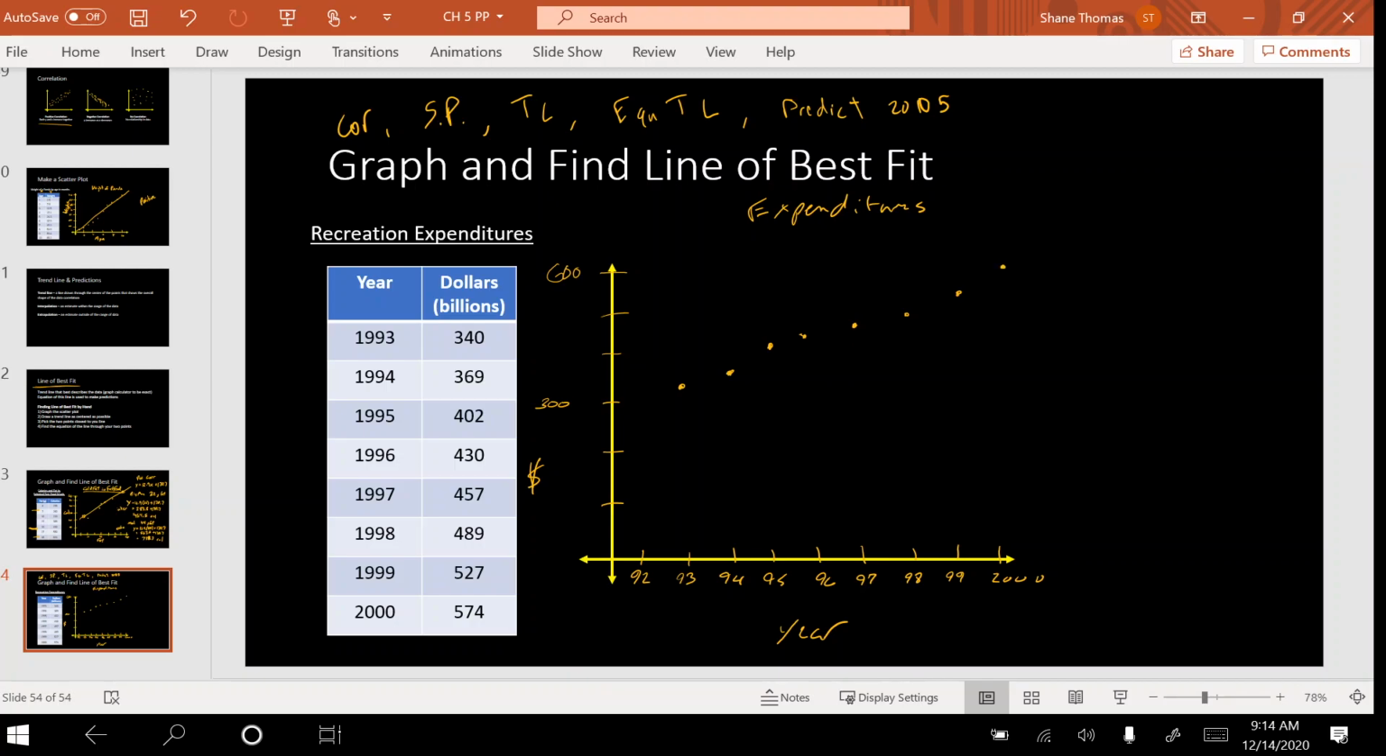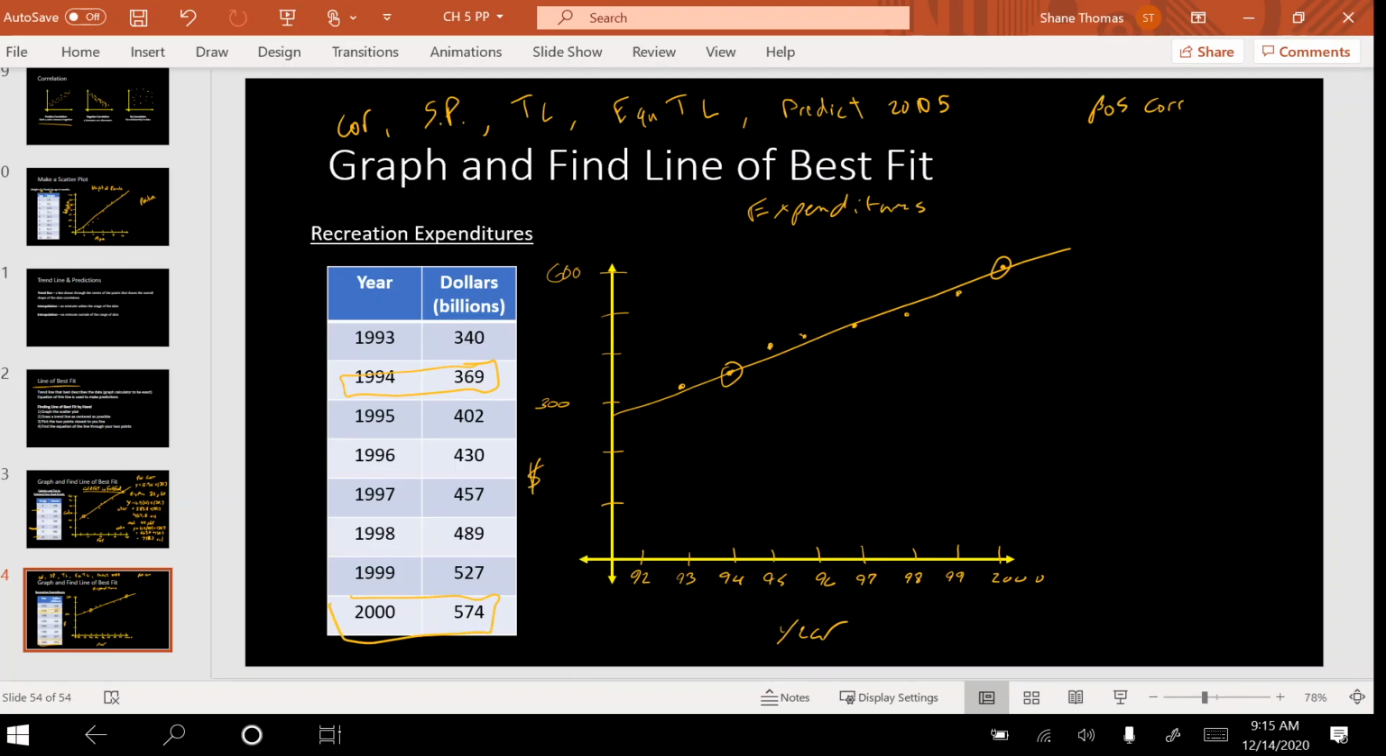Looks like that. Everybody have a graph that looks something like that? Okay, first off, it has a positive correlation. Good. All right, let's draw a trend line. So I'm going to use this point and that point. Does that work for you guys? Okay. So that would be 94 and 2000. Correct.